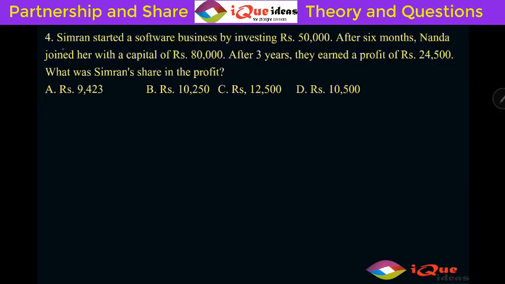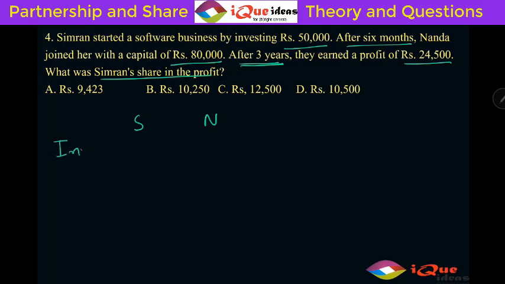Now this fourth question says Simran started a software business by investing rupees 50,000. After 6 months, Nanda joined her with a capital of rupees 80,000. After 3 years, they earned a profit of rupees 24,500. What was Simran's share in the profit? Right. So total duration is 3 years. Let me put it like this: Simran S and Nanda N.